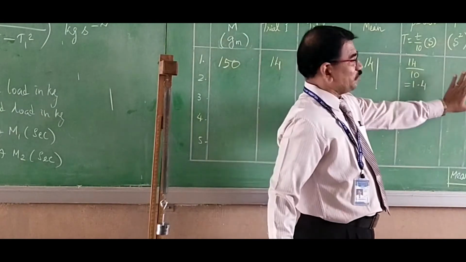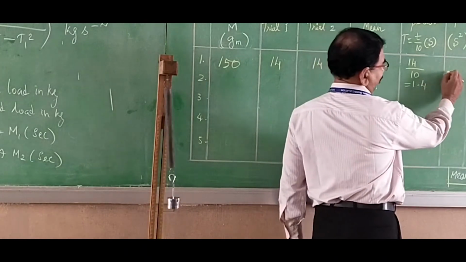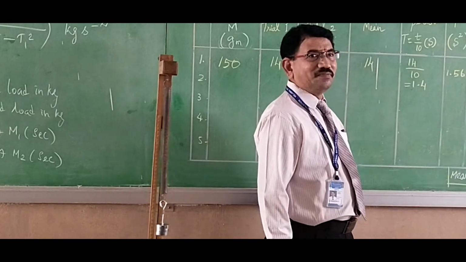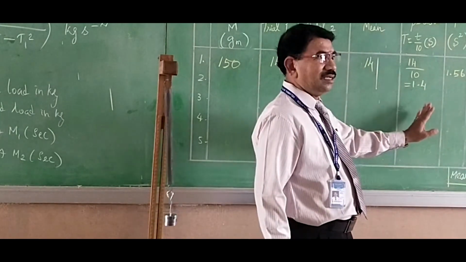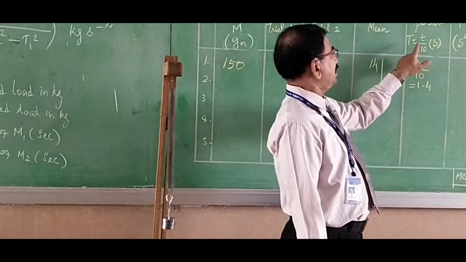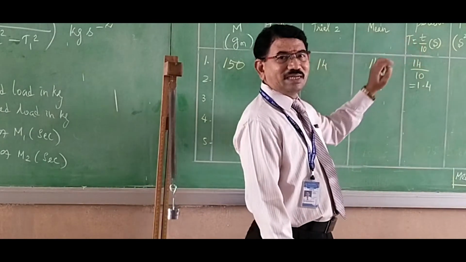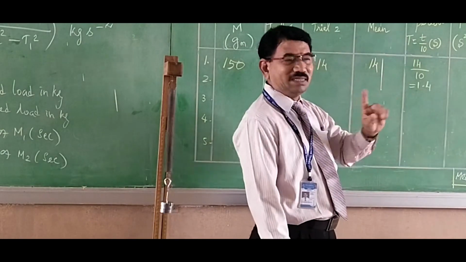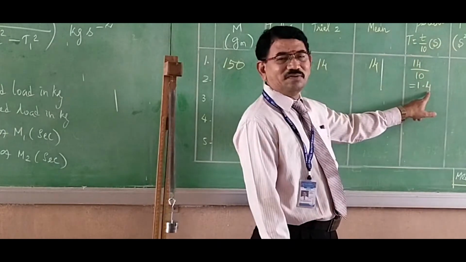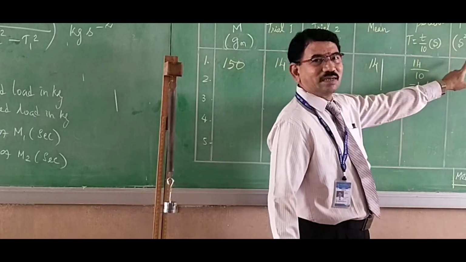The next, you have to go for finding the T square value. 1.4 square we get 1.96. We got 1.4 because the time taken for the 10 oscillations is 14 seconds. That is small t value. But we need not that; we need the time period, which is time for 1 oscillation. That means 14 divided by 10, I got the value as 1.4 seconds as the time period. And this 1.4 is squared for the calculation purpose.